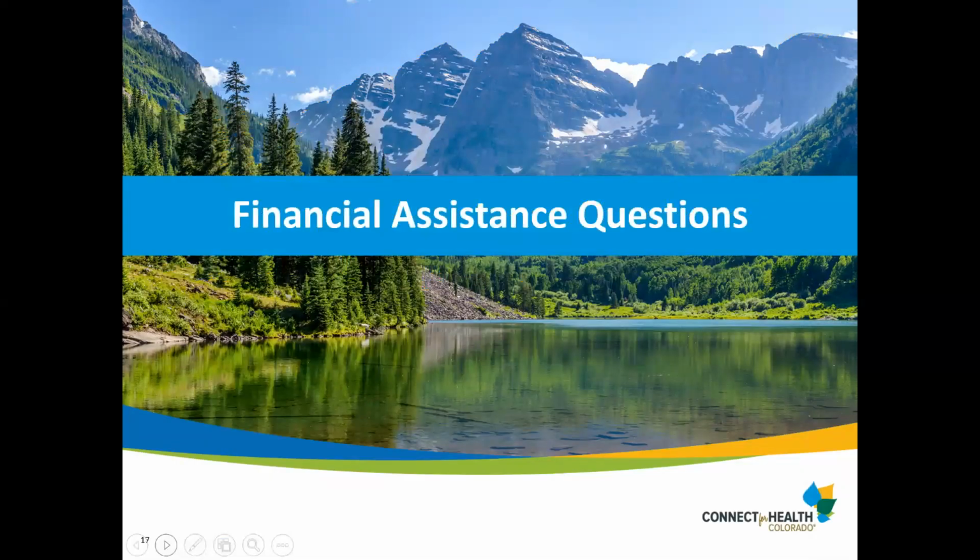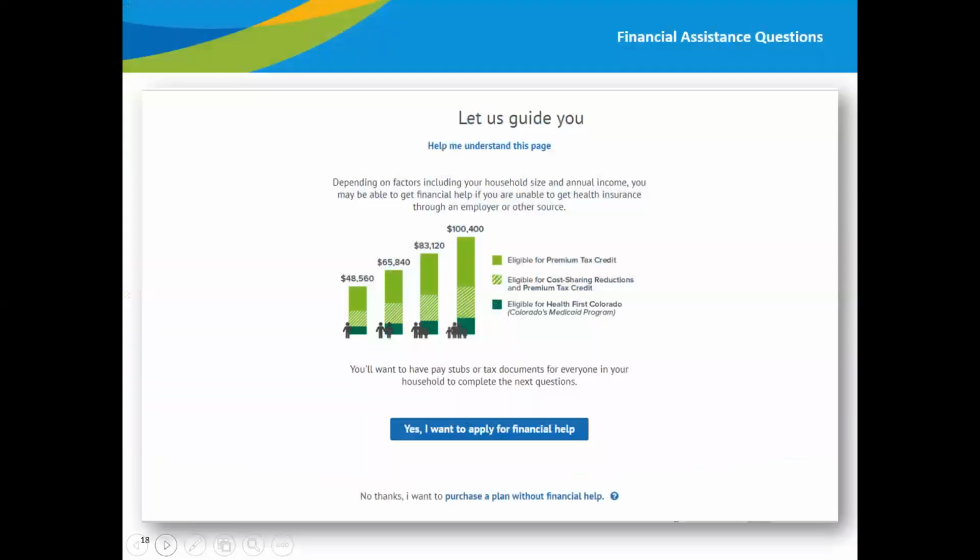Now we'll go ahead and do an overview of the financial assistance questions. So once the applicant has listed all of the members on the screens who are applying for a qualified health plan through the exchange, they then come to this screen here where we are asking them if they would like to continue the application for financial assistance to do an evaluation of if they are eligible for advanced premium tax credits or cost share reductions.